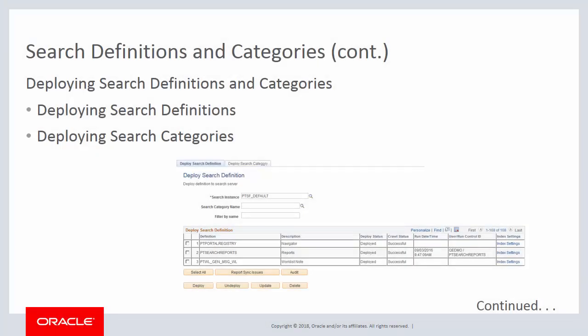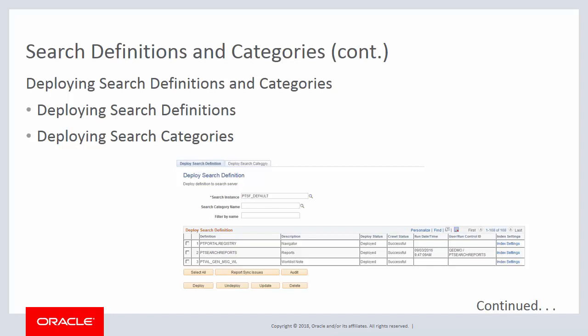Now let's discuss deploying search definitions and search categories. The Deploying Elasticsearch in PeopleTools 856 video describes automating the task of deploying search definitions and categories in Automated Configuration Manager by using the search_template configuration template. Specifically, you'll be using the Deploy Search Definition plugin to deploy search definitions. Alternatively, you can use the Deploy Search Definition and Deploy Search Category pages to deploy search definitions and categories manually.